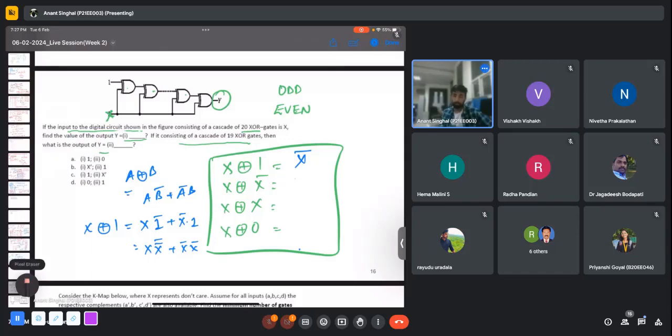Similarly for X XOR X complement, what will be the answer? Can anyone tell quickly? I already told you these properties in the first one. For X XOR X, okay, maybe you can check.